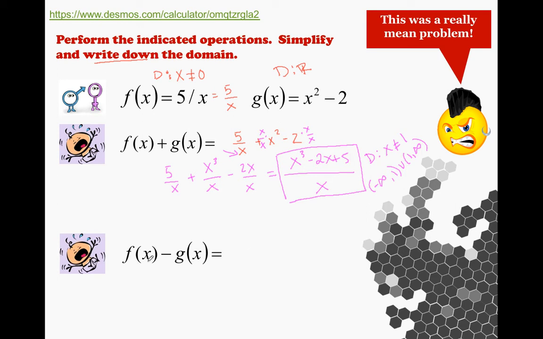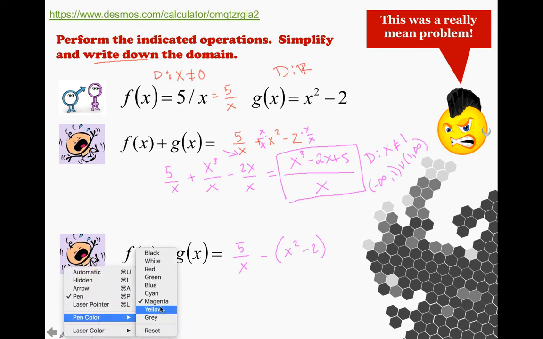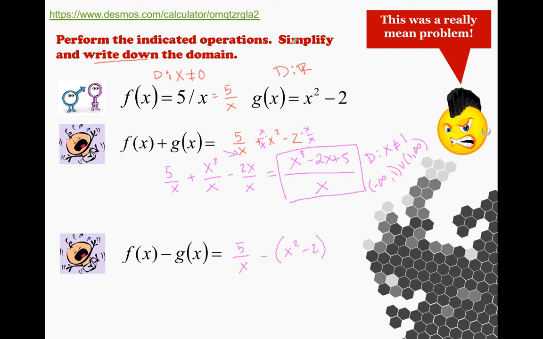What about this one here? f of x minus g of x. So 5 over x, we've already done half the work for this probably, minus, careful, x squared minus 2. I would make sure that you're putting parentheses. And remember, I should be able to find the domain right now. I shouldn't have to simplify. I could switch this order, maybe write down the domain and then simplify. Maybe that would even be better, right?